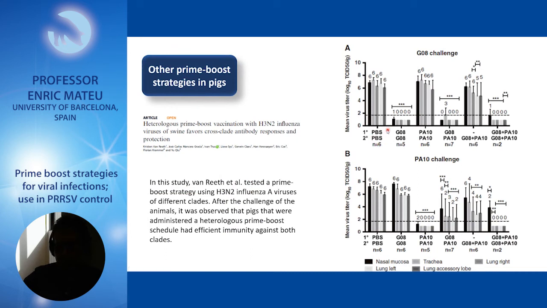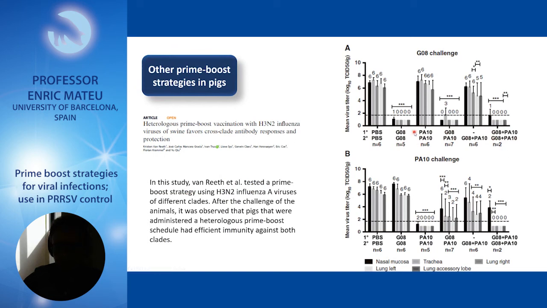There was 1 control group that received twice the same strain, this 08 here, so this would be a homologous boosting. Second group receiving twice this PA10, again homologous boosting, but for a different clade. 1 group receiving first 8 and then 10. Another group receiving 8 and 10 at the same time, but only once. And 1 group receiving 8 and 10 at the same time, but twice in a prime boost strategy.